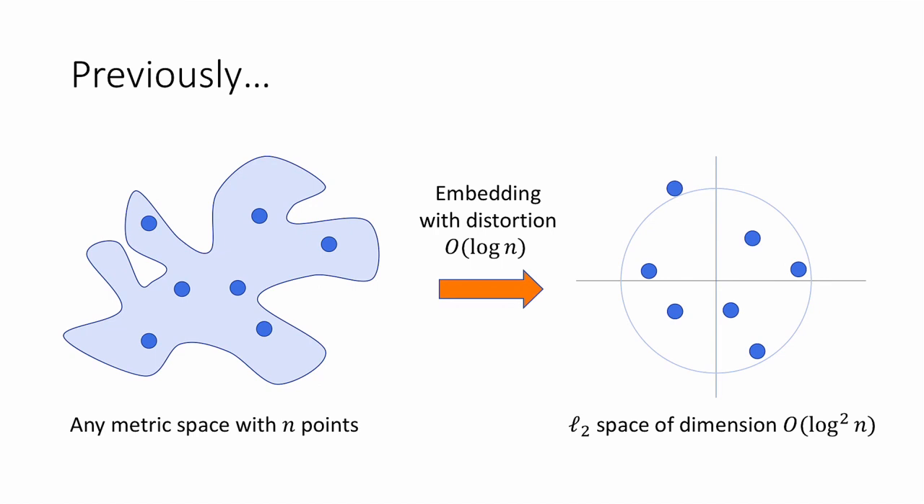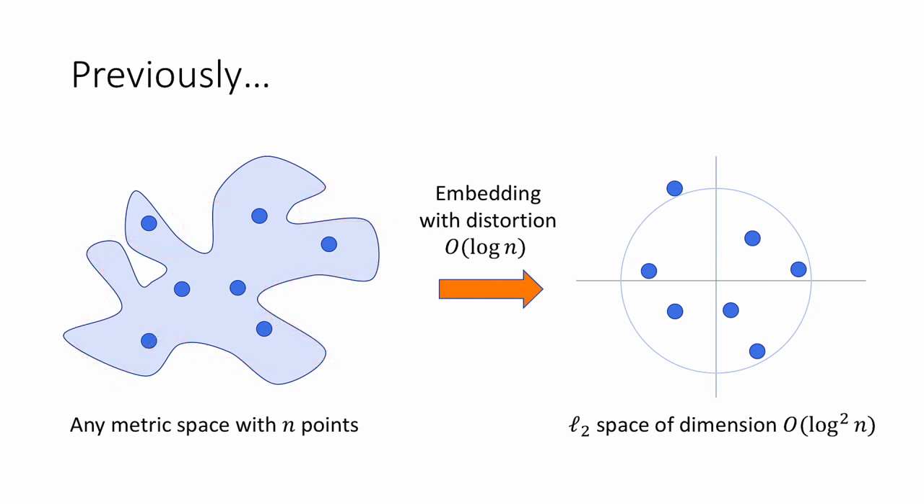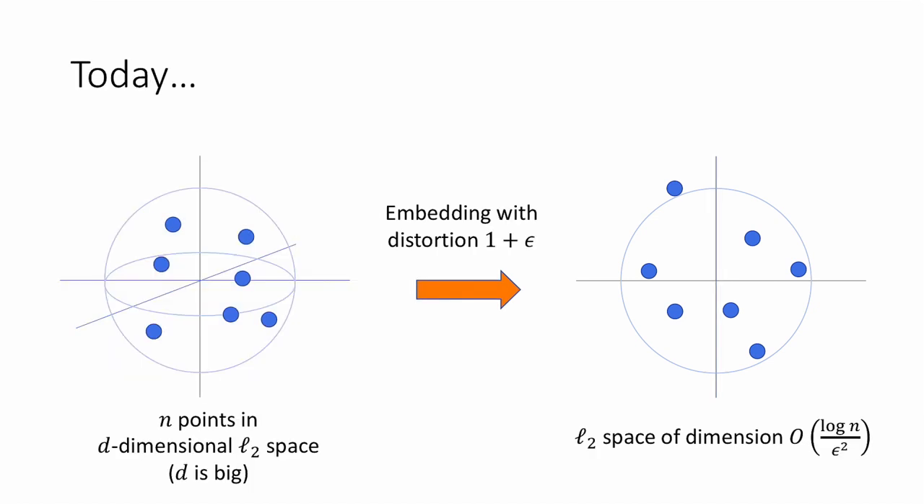Previously, we saw a way to embed any metric space with n points into L2 with distortion big O of log n. If we start with an arbitrary metric space, like this gnarly one here, it turns out that this big O of log n is the best we can do in terms of distortion. But what happens if we start with a nice metric space?